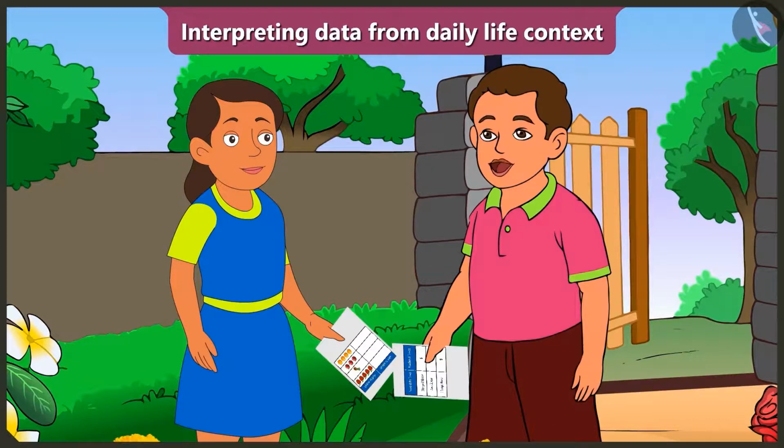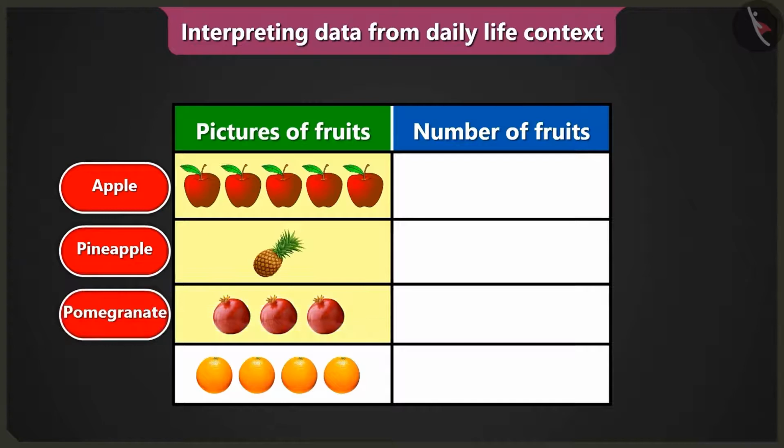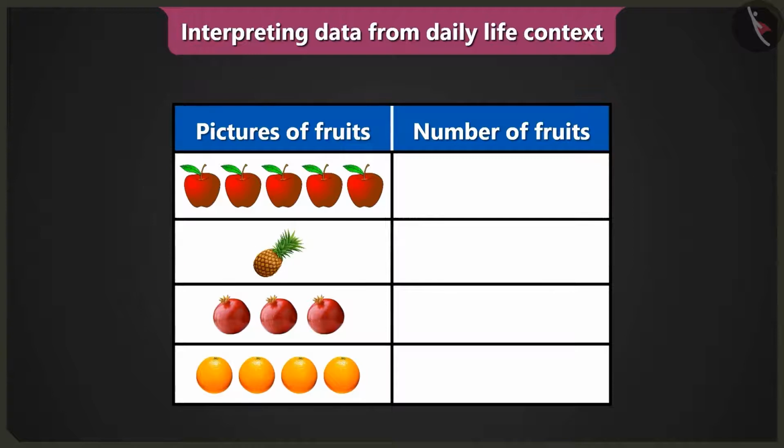Hey, stop! You do not have to go anywhere. Why? Come on, all the data has been shown in this table. How is that? Look, which pictures are there in the column of fruits in the table? There are pictures of apple, pineapple, pomegranate and orange. Now have you understood that the data given is about which fruits? Yes, but how will I know the number of fruits without counting them?